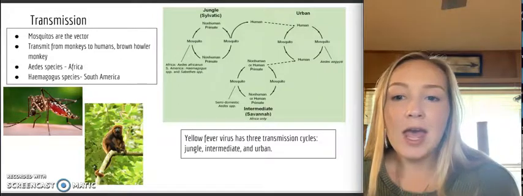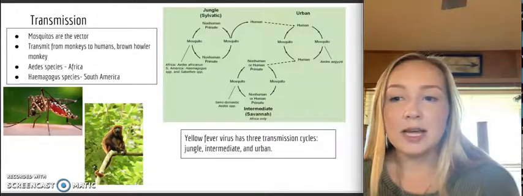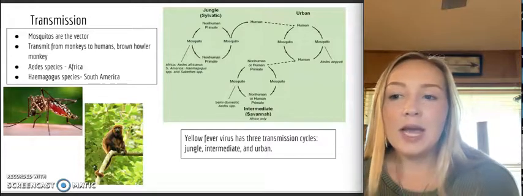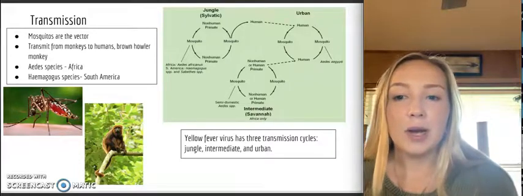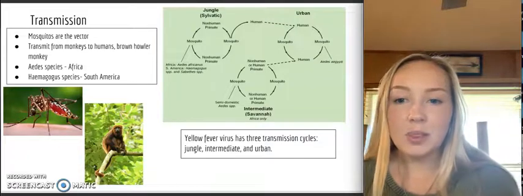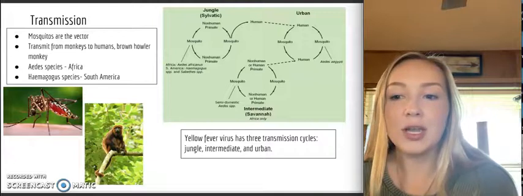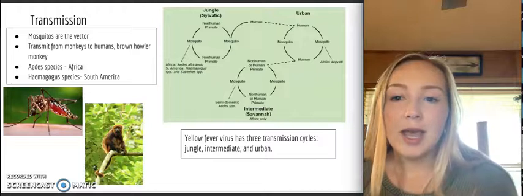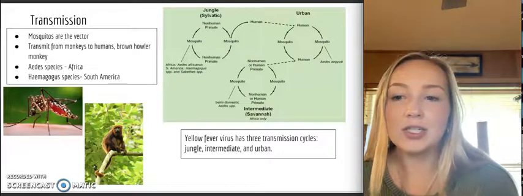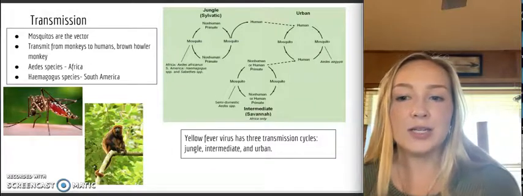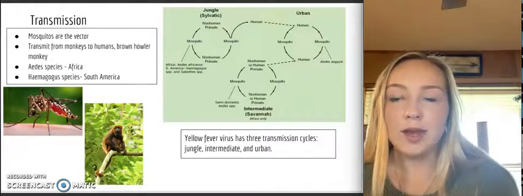In Africa, an intermediate cycle exists that involves transmission of the virus from mosquitoes to humans living or working in the jungle border areas. In this cycle, the virus can be transmitted from monkey to human or from human to human via mosquitoes. The urban cycle involves transmission of the virus between humans and urban mosquitoes, primarily Aedes aegypti. The virus is usually brought to the urban setting by a viremic person who was infected in the jungle or savanna.